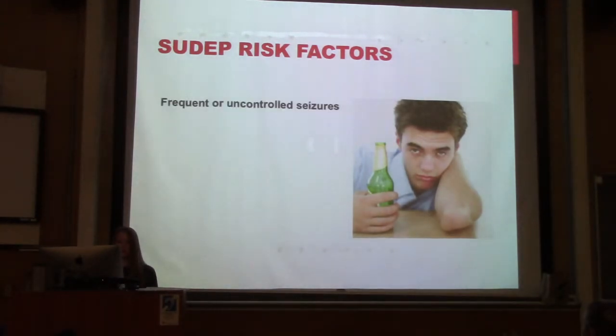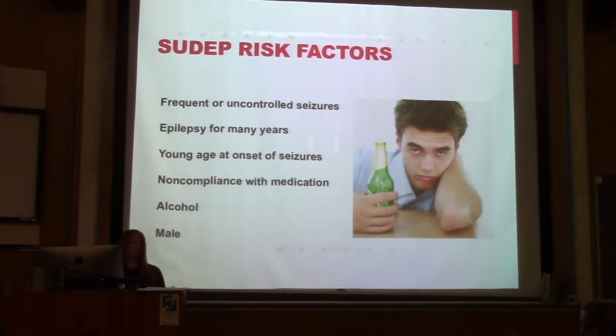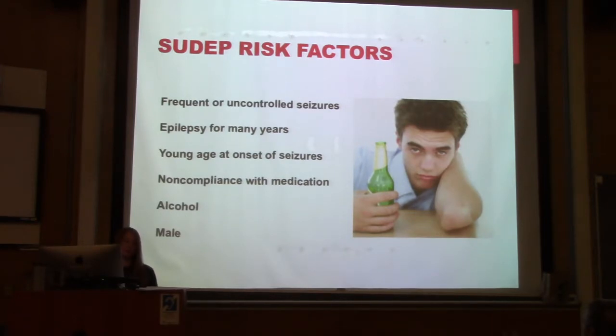Certain patients are more at risk for this than others. Risk factors for sudden unexplained death are frequent or uncontrolled seizures, patients who've had epilepsy for many years, a young age at onset of seizures, non-compliance with medication, alcohol use, and being male. I don't know about you guys, but I feel like I've seen a number of patients with all of these risk factors in our ER. Just something to be aware of, maybe be a little more vigilant, and have these patients on a monitor from the time they come in.